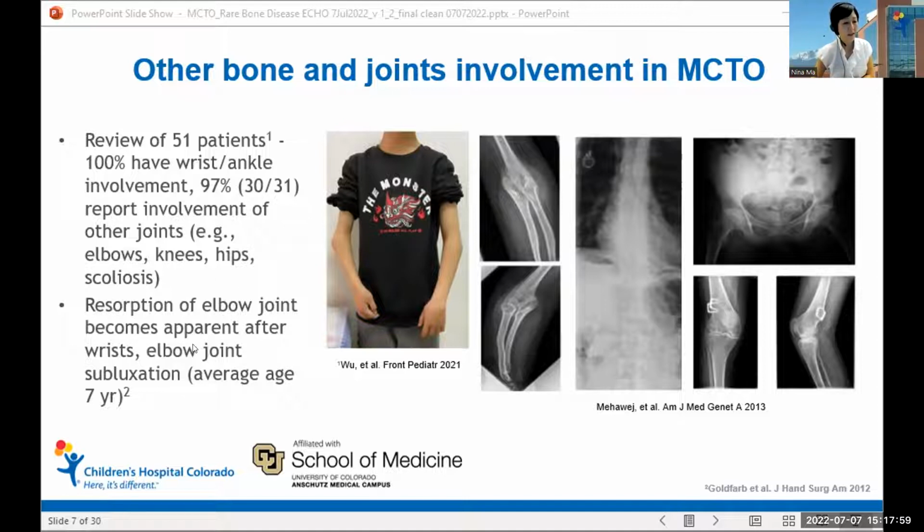When the elbow joint is impacted, this usually only becomes apparent after the wrists have become involved. And because of the progressive bone resorption that occurs in the elbow joint, this eventually leads to an elbow joint subluxation. The reported average age for this complication to occur is around age 7 years. Clinically, patients who have pretty significant elbow involvement can have this sort of locked flexion position of the elbow, which obviously will impact the use and function of that joint and the affected extremity.